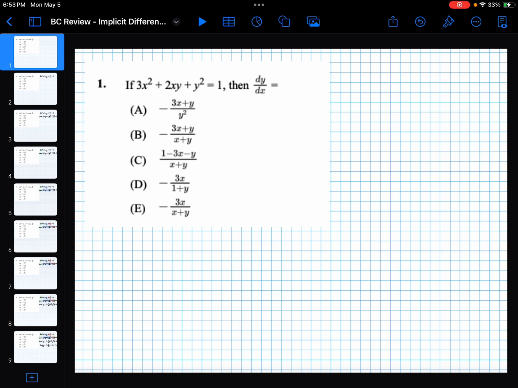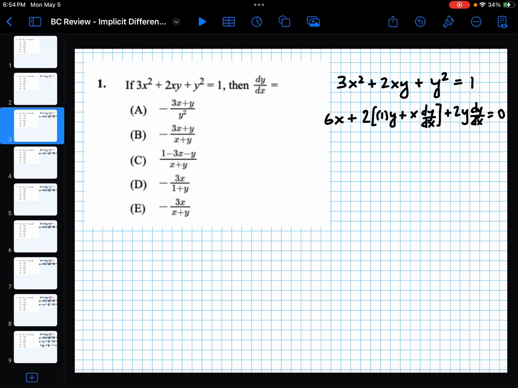You're not taking the derivative of anything with respect to time. So take your equation, differentiate each term. Just every time you have a y term, you have to multiply its derivative by dy dx. And also, anytime you have two variables together, you have to use the product rule.